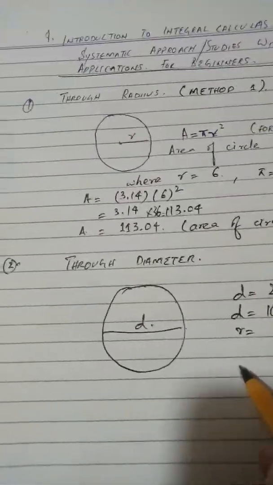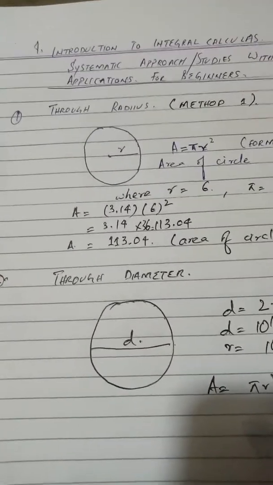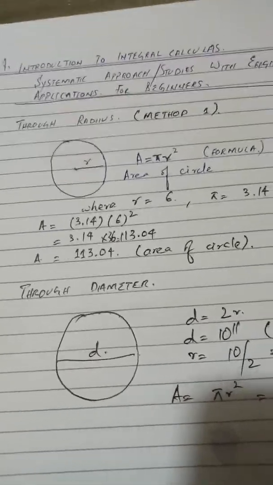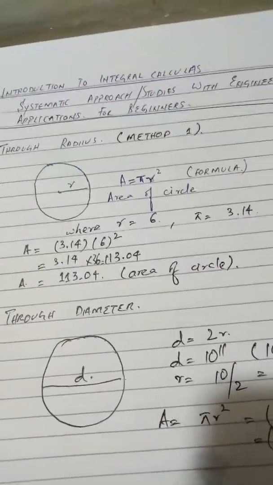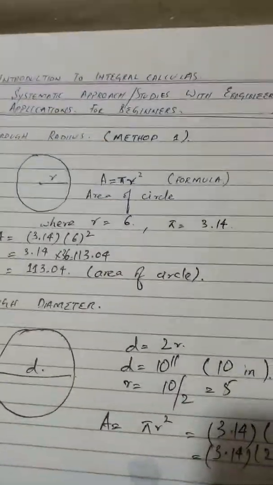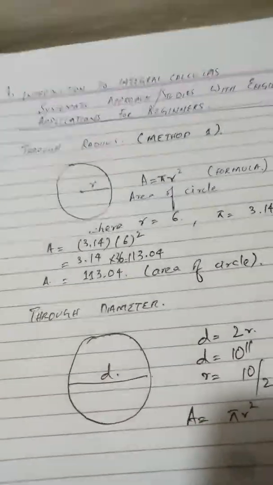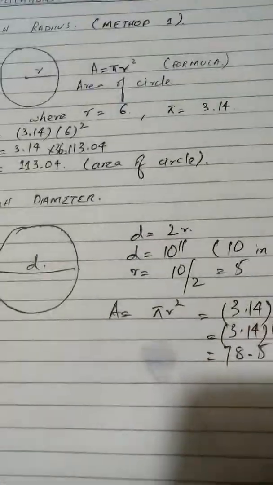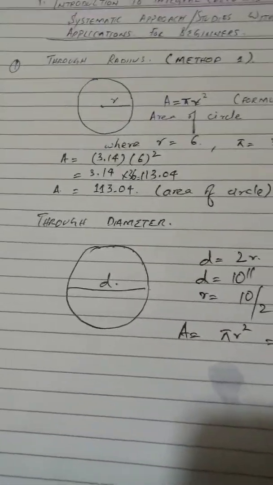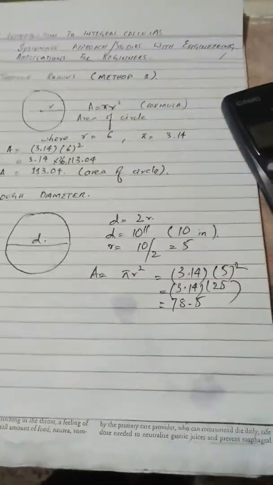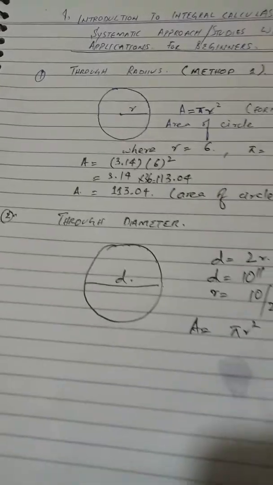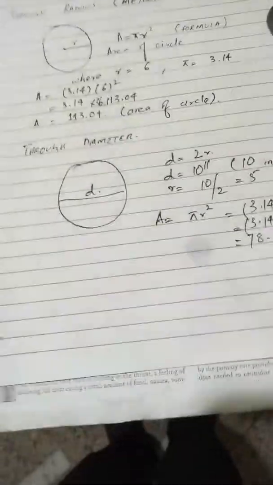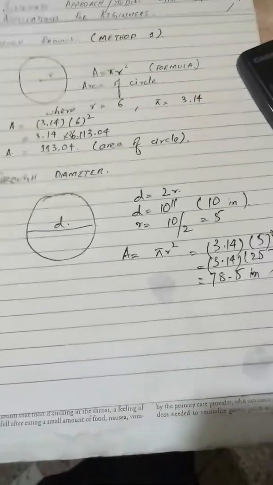Yet again, putting it in the formula for the area of the circle, pi r square, that would be 3.14 into 5 square, 3.14 into 25, 78.5. And that would be the area of the circle. If you mention it in inches, that's really up to you. Okay, so that would be the second method to calculate the area of a circle through the diameter.